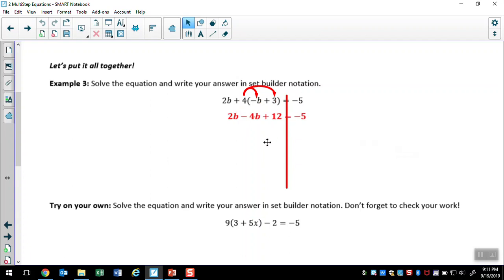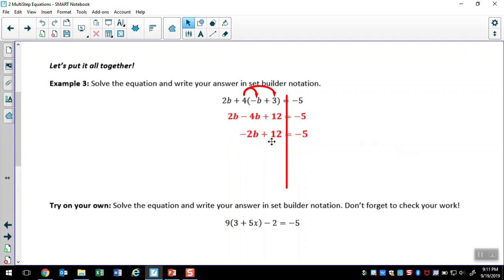All right, now we have to look for like terms. 2b minus 4b, they happen to be right next to each other, gives us negative 2b. So now we're going to have negative 2b plus 12 equals negative 5. So again, that negative 5 just comes down. Now we're down to that nice two-step equation. We're trying to isolate the b.